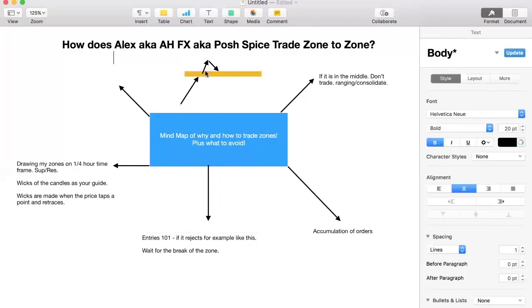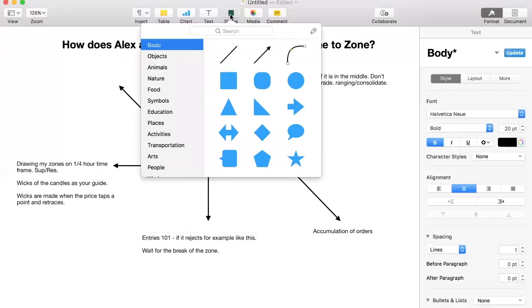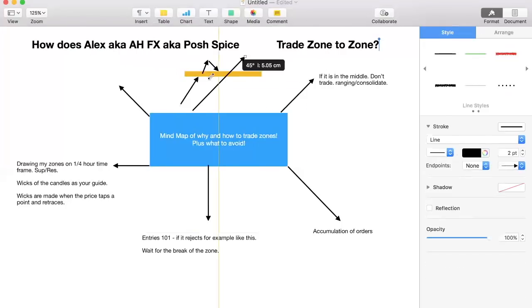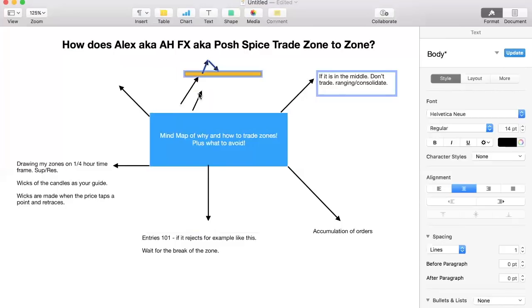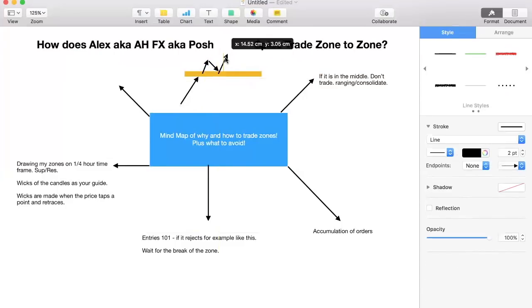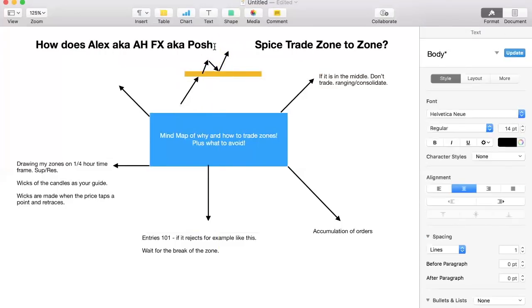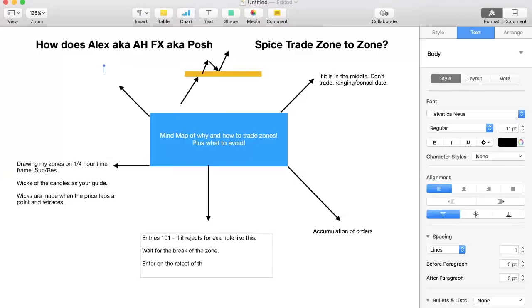Essentially, say this is a resistance scenario. You tap resistance, you break through, you retest, and then you'll probably push up. So your entry really is going to be this point right here where the cursor is. Your entry is going to be the retest. So for entries, enter on the retest of the broken zone.